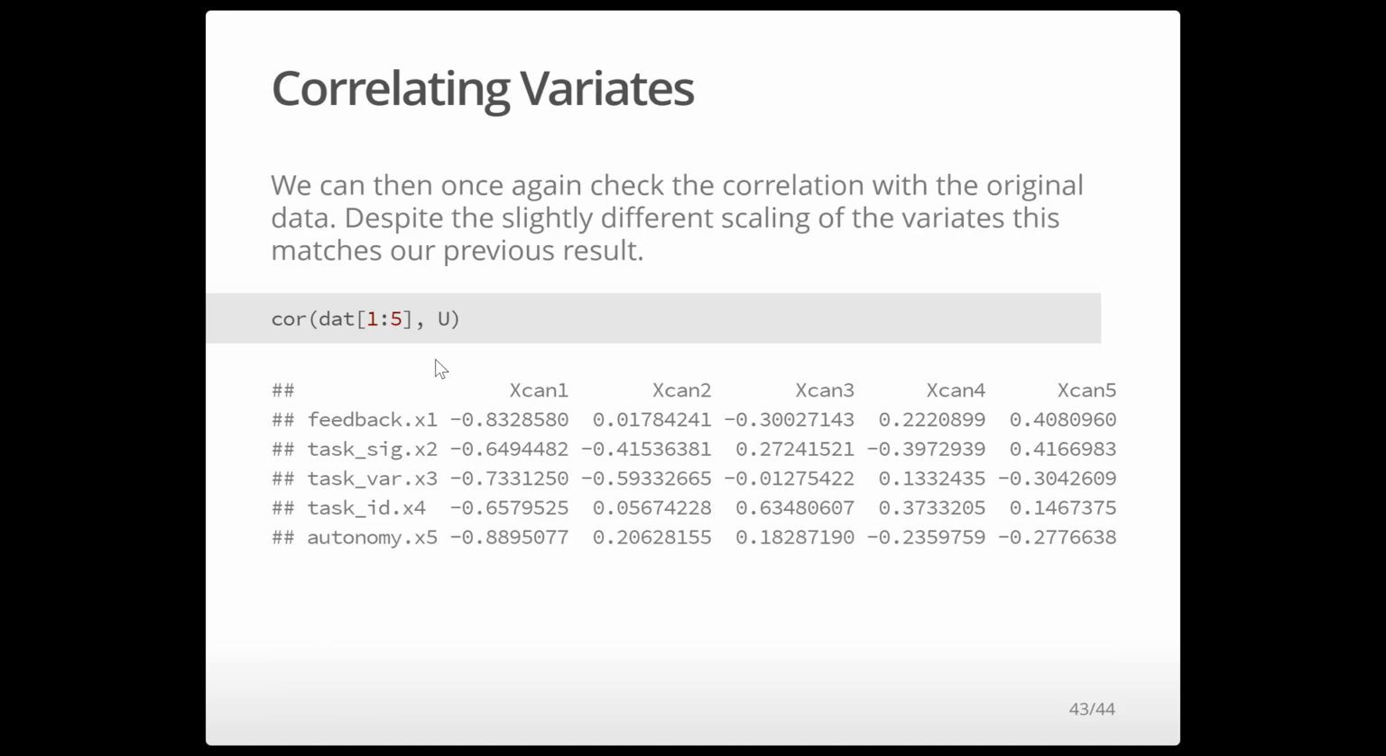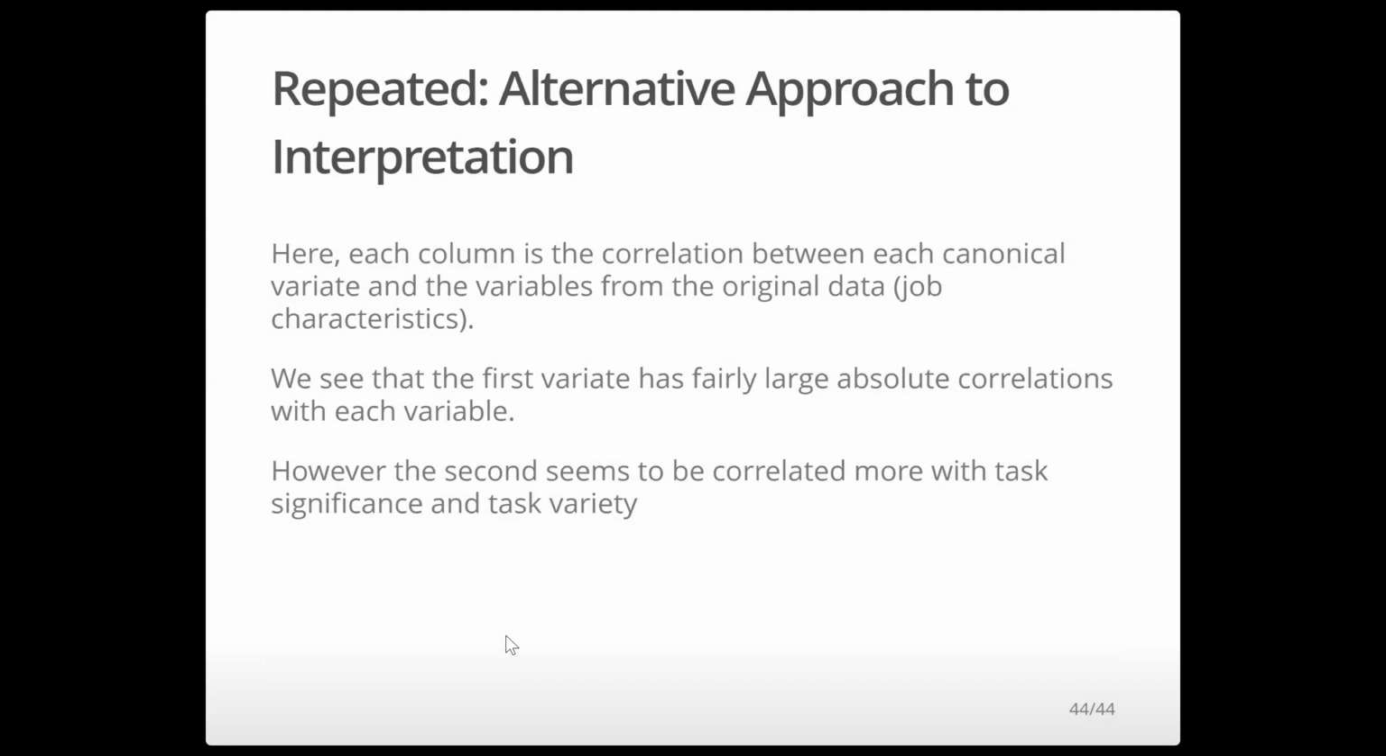This is the same result that we saw before, where we looked at the correlation between the canonical variates and the original variables. So we can see that the first canonical variate here is correlated most highly with feedback and autonomy, but also with the other 3 x variables. And there's that interpretation, again, just for reference.